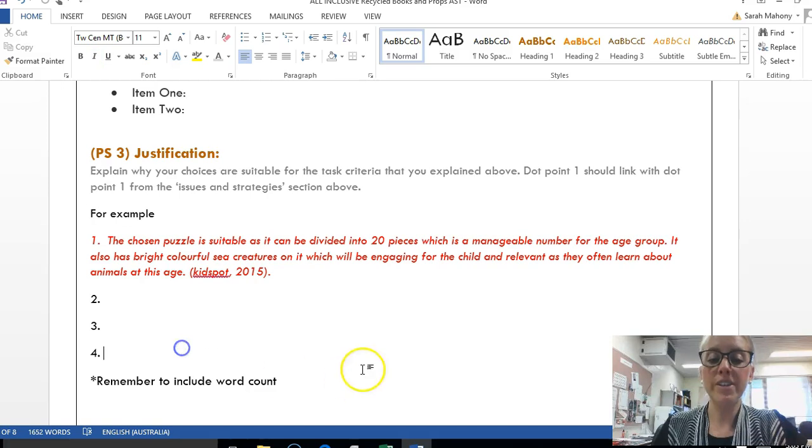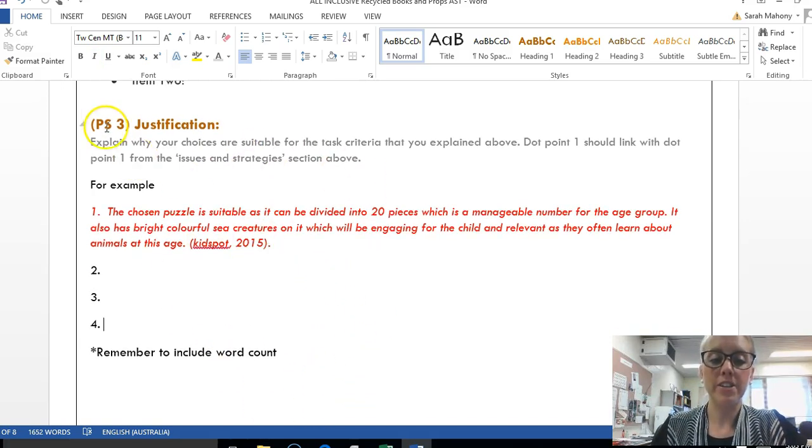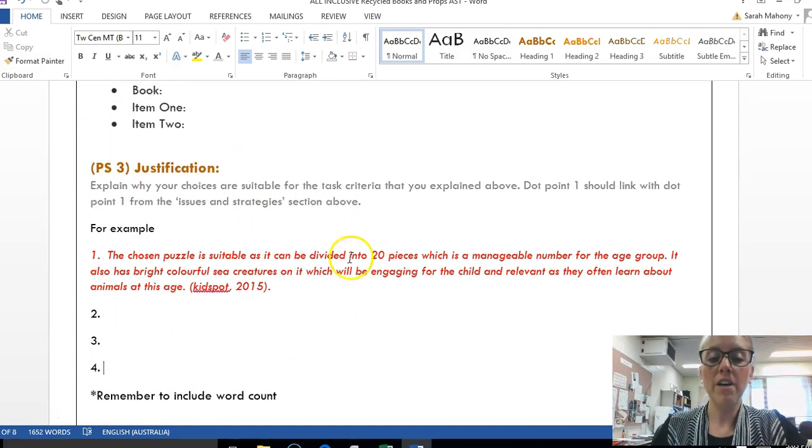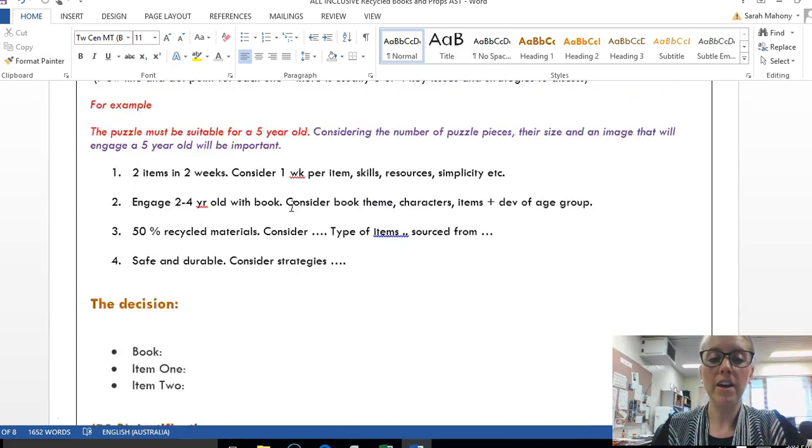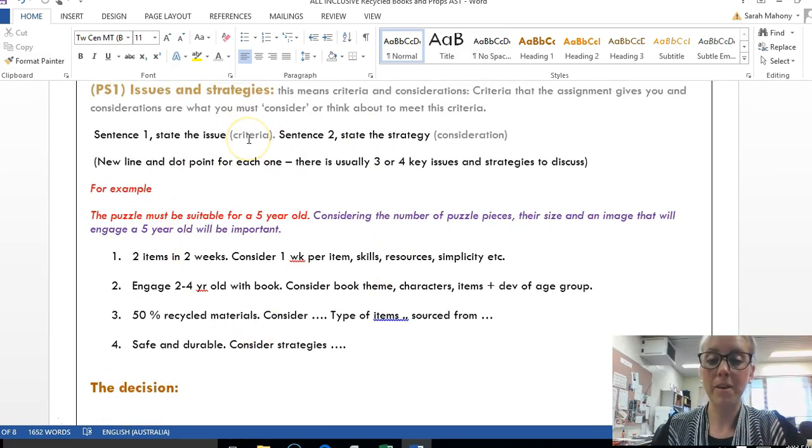Here is now where you go into detail about what you've chosen and why. So this is the justification. Now it's got PS3, so this is a different criteria here. So half of your grade is based on this and the other half is based on this. So it's about 50-50.